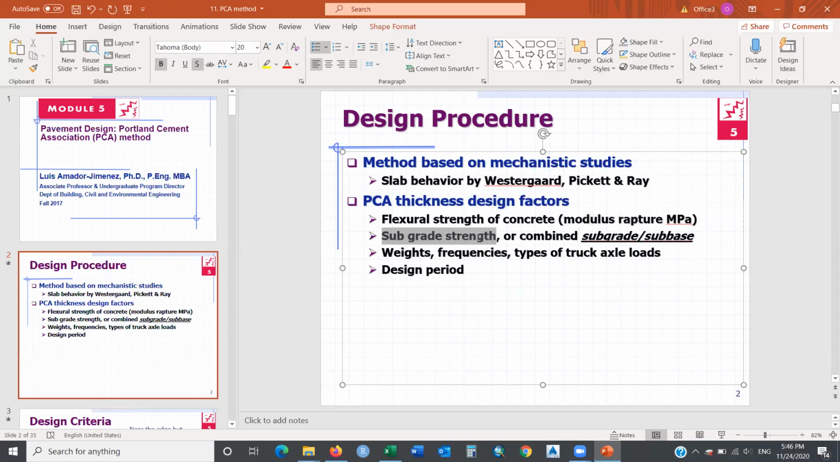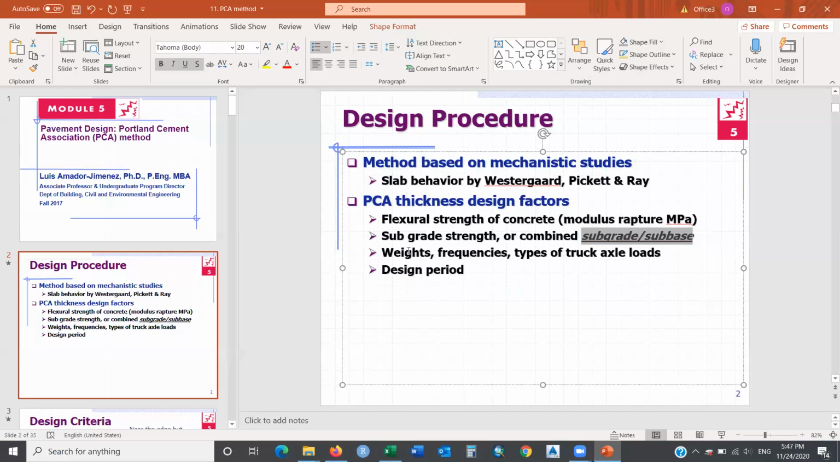We have the subgrade strength. When you have a subbase, then you combine the subgrade and the subbase together, and you produce a combined bearing capacity for the concrete from this subgrade and subbase. In this case, it's much simpler than AASHTO because we only use a couple of tables. I will show you soon.